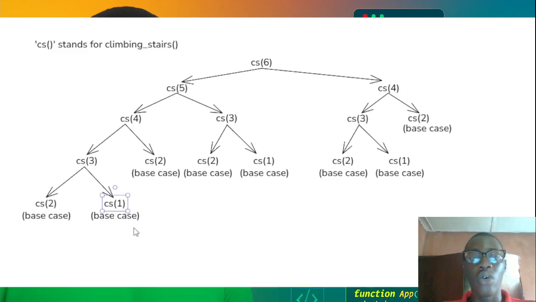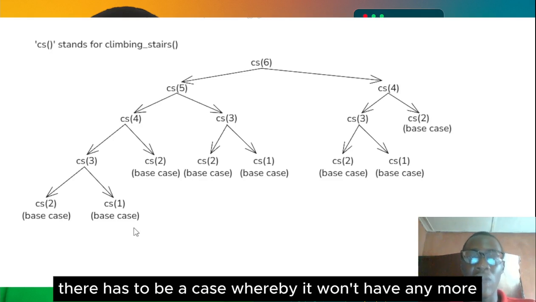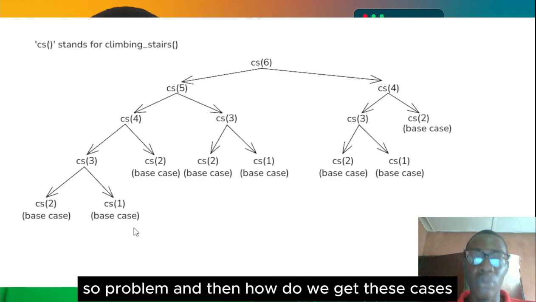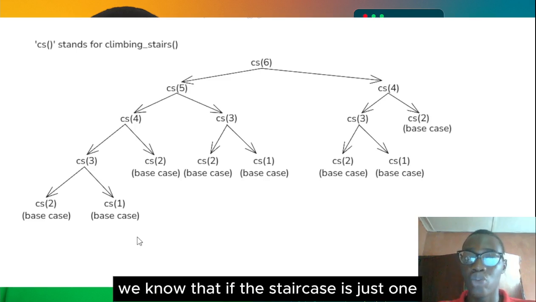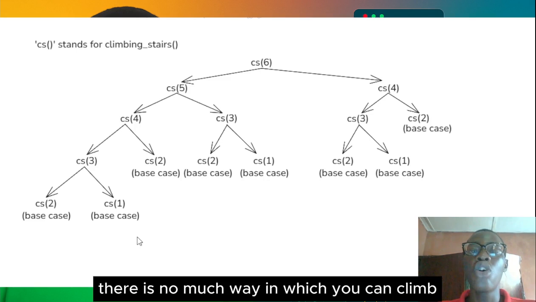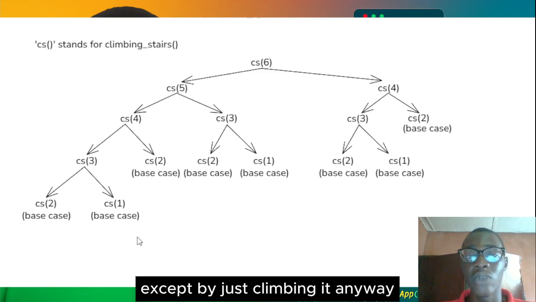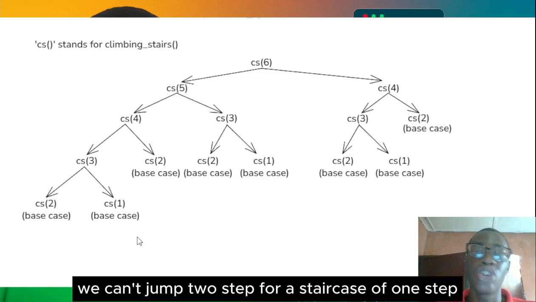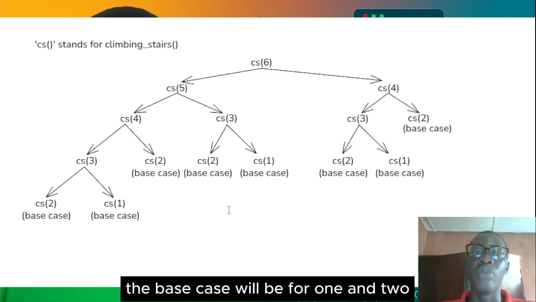So now we have to consider a base case. There has to be a case whereby there won't be any more subproblems. And how do we get these cases? It's just by mere logic. We know that if the staircase is just 1 step, there is not much way in which we can climb a staircase of 1 step, except by just climbing it. It's just going to take 1 step. We can't jump 2 steps for a staircase of 1 step, right? So the base cases will be for 1 and 2.